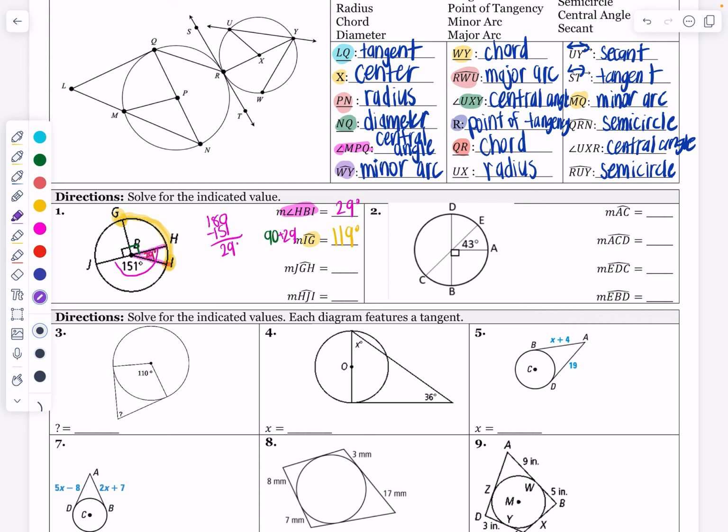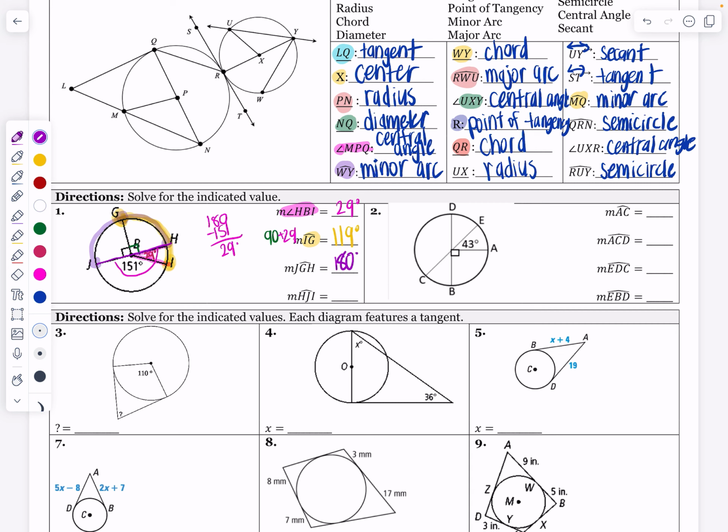All right, what is the measure of arc JGH? So starting at J, going through G, and then stopping at H. That is going to be a semicircle. We know that a semicircle is 180 degrees. Here's my diameter, that cuts the circle in half, so that's going to be 180 degrees.